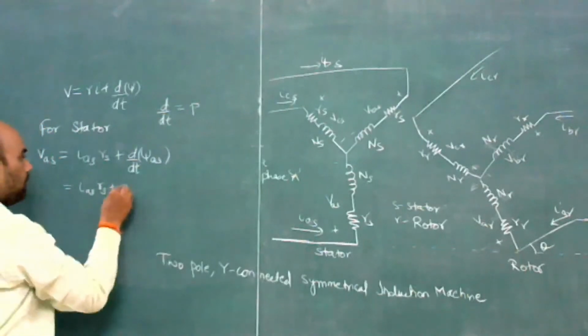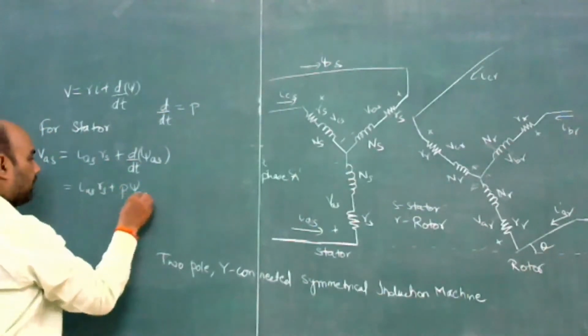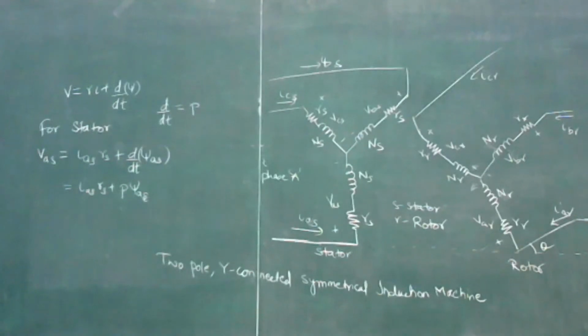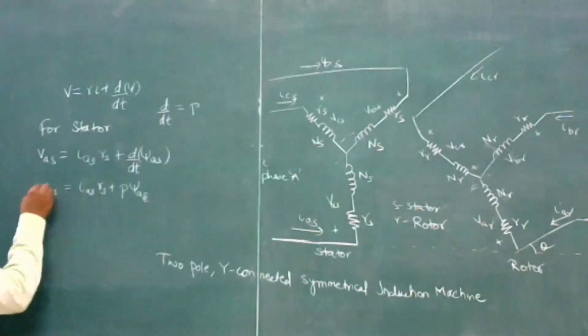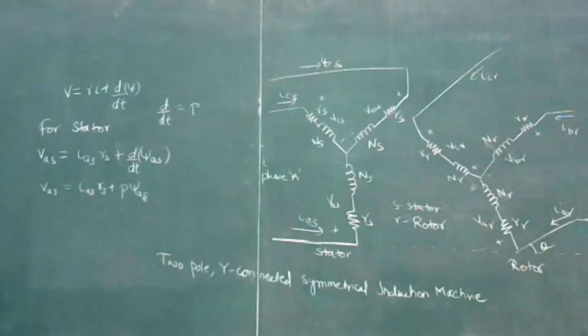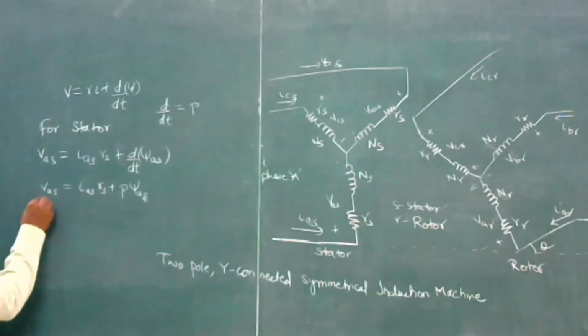So this will be P psi AS. Okay, so VAS. These are instantaneous values of voltage and current. So this is the voltage equation for phase A. Similarly, we can write for phase B.